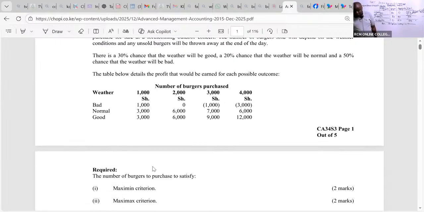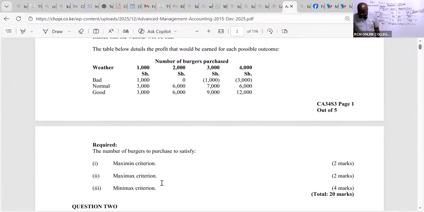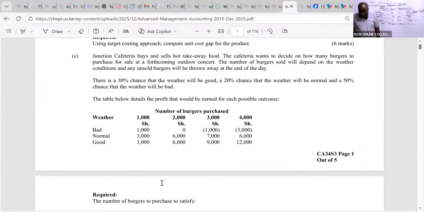So they want us to give them the number of burgers to purchase to satisfy the maximin criterion, the maximax criterion, and then the minimax criterion. Remember this weather, bad, good, is probabilistic. So go ahead, first of all, and transpose, because we shall always have the states of nature, the probabilistic events, being at the very top.